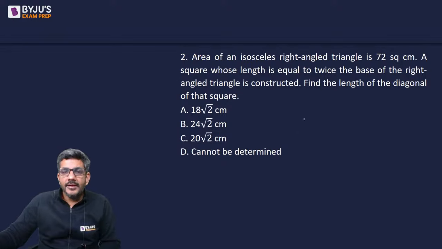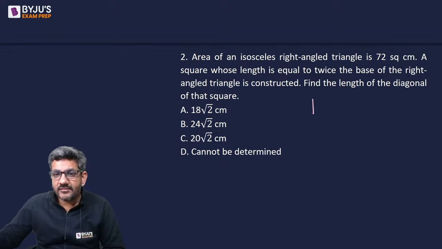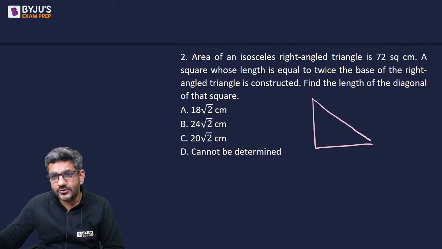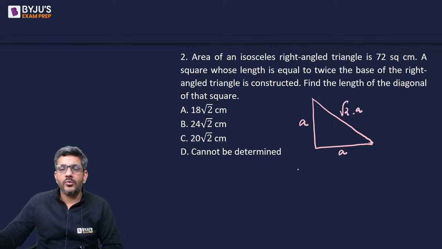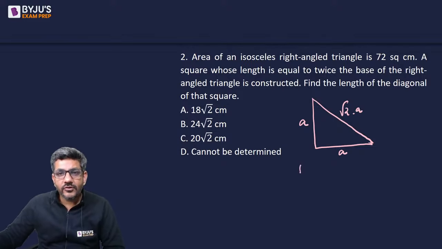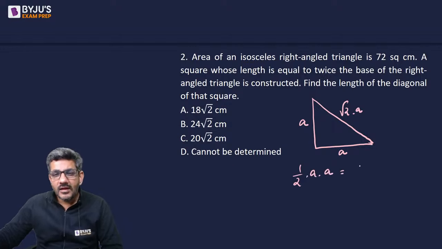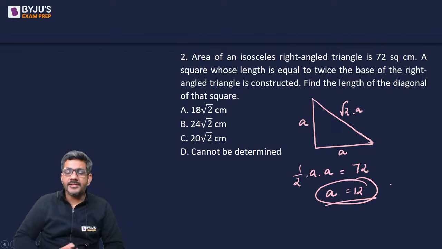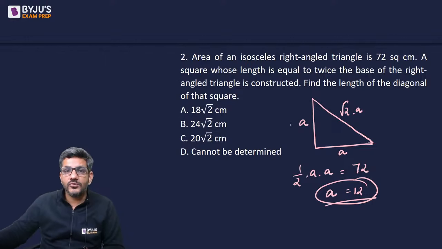चलिए देखते हैं. Area of an isosceles right angle triangle is 72 square centimeters. So let us say this is a right angle triangle and it is isosceles as well. So if this side is A, this side is A, this side would be root 2 into A, right? Two of the sides are A, so the third side is root 2 into A. Of course, the area of the triangle is given by half of base into height, half of A into A, and that is 72. From here, I get A square is 144, so A is equal to 12.